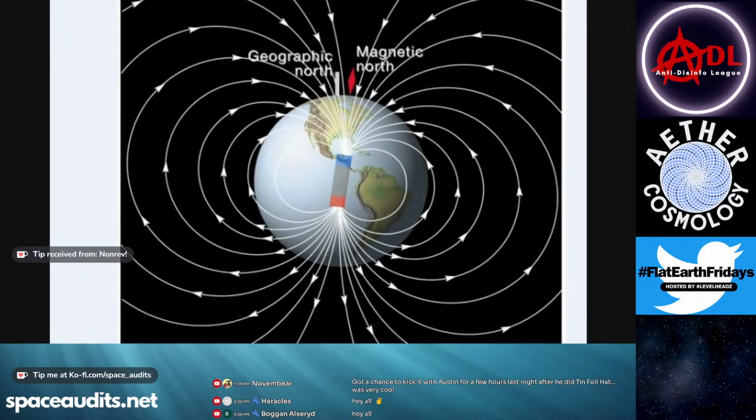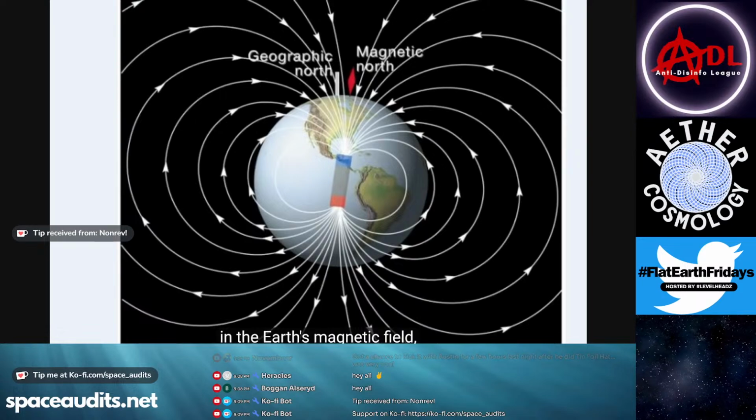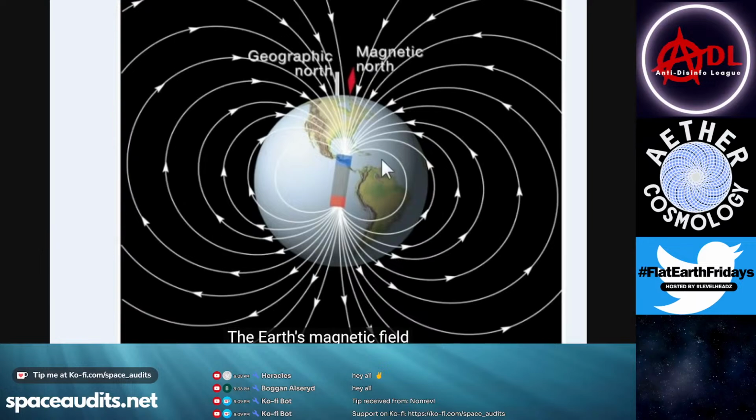Hi, everyone. We're going to talk about the Earth's magnetic field and how the reversals in the Earth's magnetic field revealed that seafloor spreading is happening. The Earth's magnetic field creates lines of invisible force that you can't see, but that your compass senses.